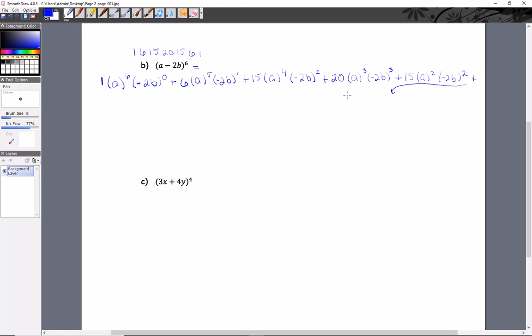And so the next term will be 6 times a to the 1st, and then negative 2b raised to the, whoops, I have a mistake here. Let me fix that. That should add up to 6. So that should be a 4. My bad. And then finally, this will then go up to 5. And then finally, plus a 1 times a to the 0 power, so that's not going to contribute anything. And then negative 2b to the 6th power. So everything adds up to 6, all the way through.